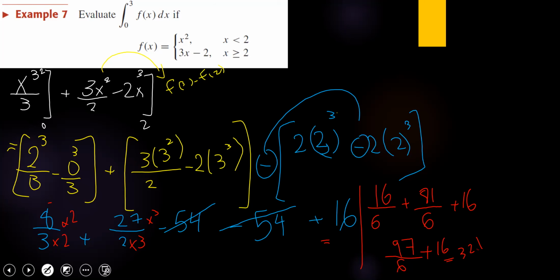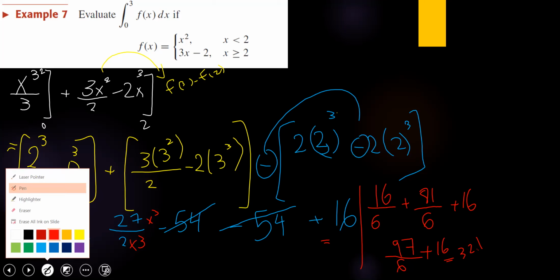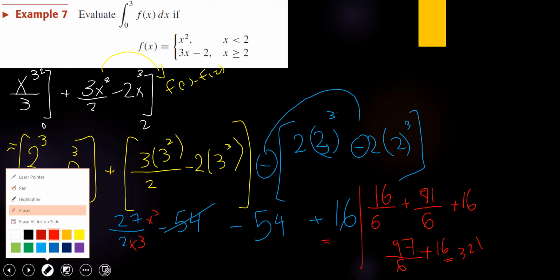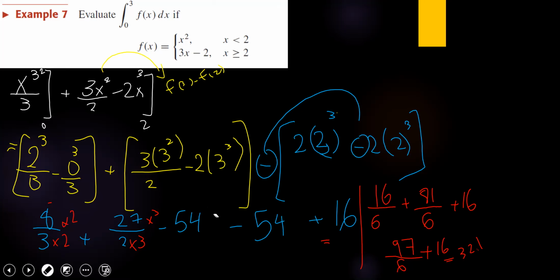Teacher, why did you cancel the 54 with each other? They are negative. Oh, so here, I forgot that we have a negative sign before. So it will be negative 54. Wait, negative 54 minus negative 54, negative 108 plus 16. So it will be negative 92.